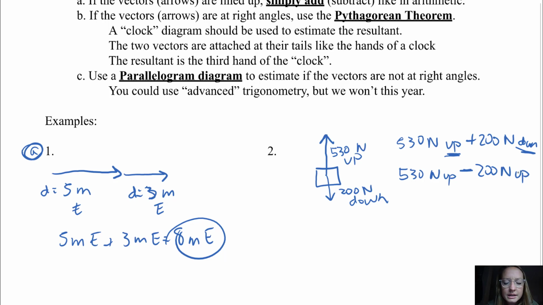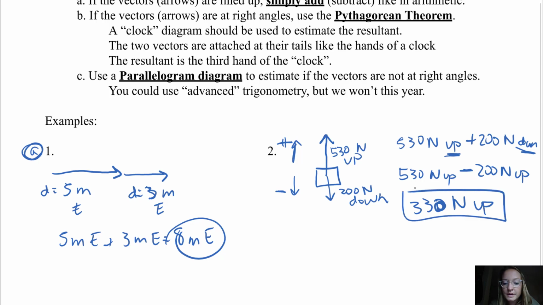Does it make sense to you that 200 newtons down is the same as negative 200 newtons up? Because 200 newtons would then be going in the negative direction if we decide that the positive direction is up. So if the positive direction is up, that means the negative direction is down. So you can just do 530 newtons minus 200 newtons, and that should give you 330. Whoa, 330 newtons up. Okay, so that is using method A.